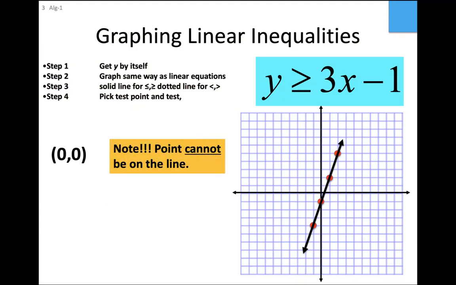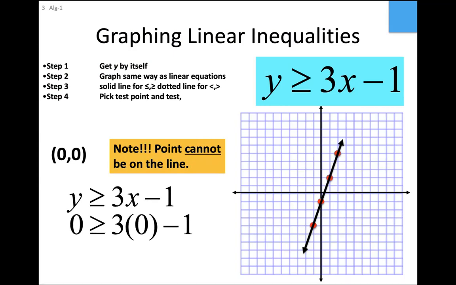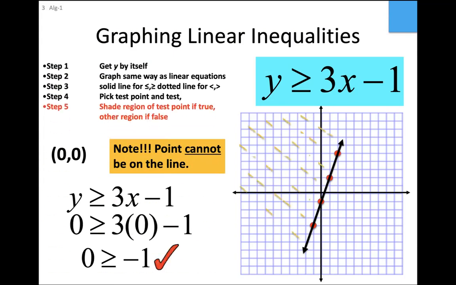Remember, the point cannot be on the line. So throw in 0, 0. 3 times 0 is 0. So you get 0 is greater than or equal to -1, and that is a true statement. So if 0, 0 is on the left side of that line, and it is true, I'm going to shade the left side. Some people do shading just the way I just showed you right there, and that would be perfectly fine.